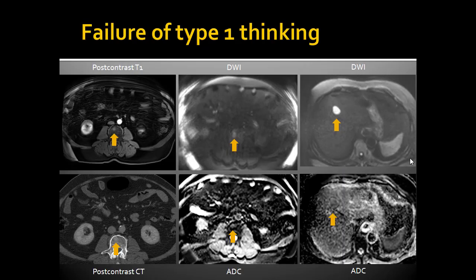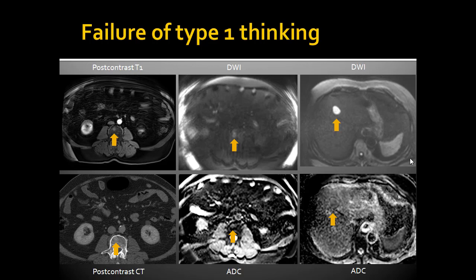Let's look at this more closely. In the left column, there's a post-contrast T1 sequence and a post-contrast CT image showing the L3 vertebral lesion. This lesion is slightly sclerotic on CT, which is not unusual for a carcinoid metastasis. In the right column, you see the liver lesion on diffusion-weighted imaging and the ADC map. This lesion shows restricted diffusion. It's bright on DWI and dark on ADC.